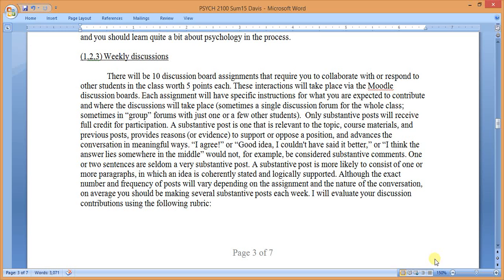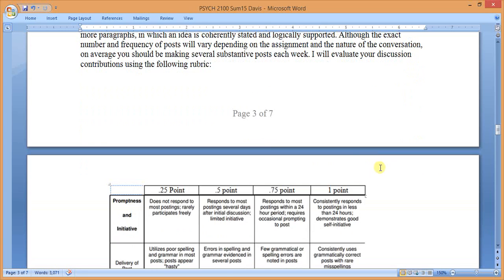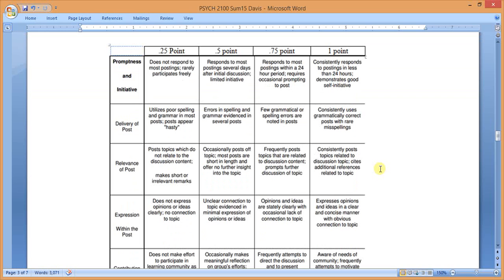Things like "I agree," "good idea," or "great post" (I think sort of vague posts) are not going to get full credit. Okay, one sentence here and there is not going to be a full credit post. The exact number and frequency varies depending on the assignment, but I will evaluate your overall contribution across all the posts that you make to the discussion for that week based on the following rubric.